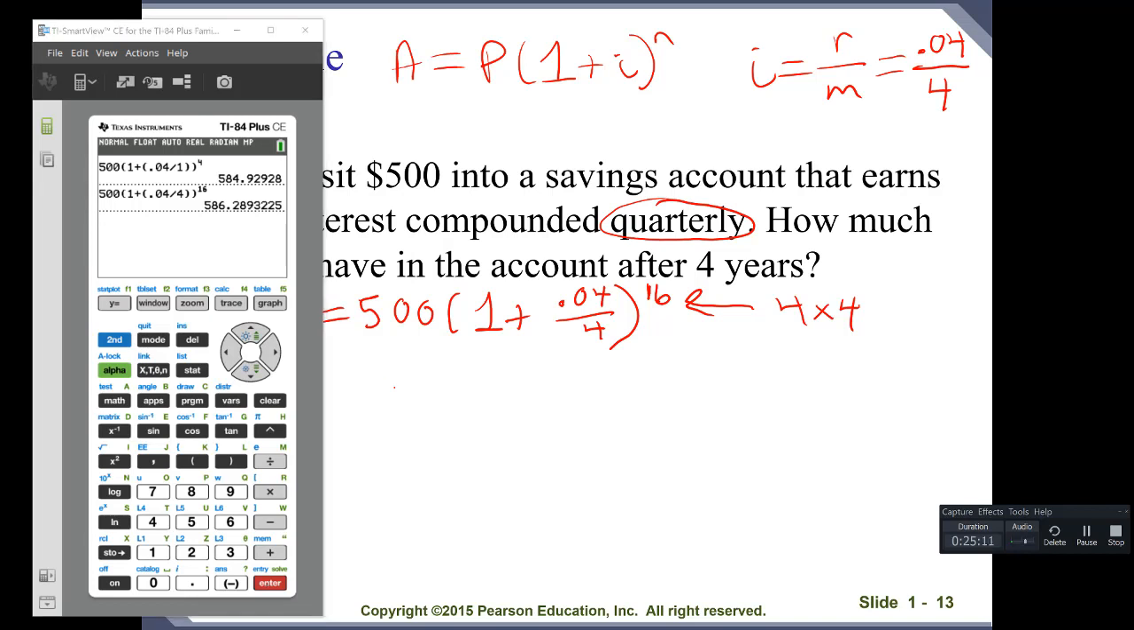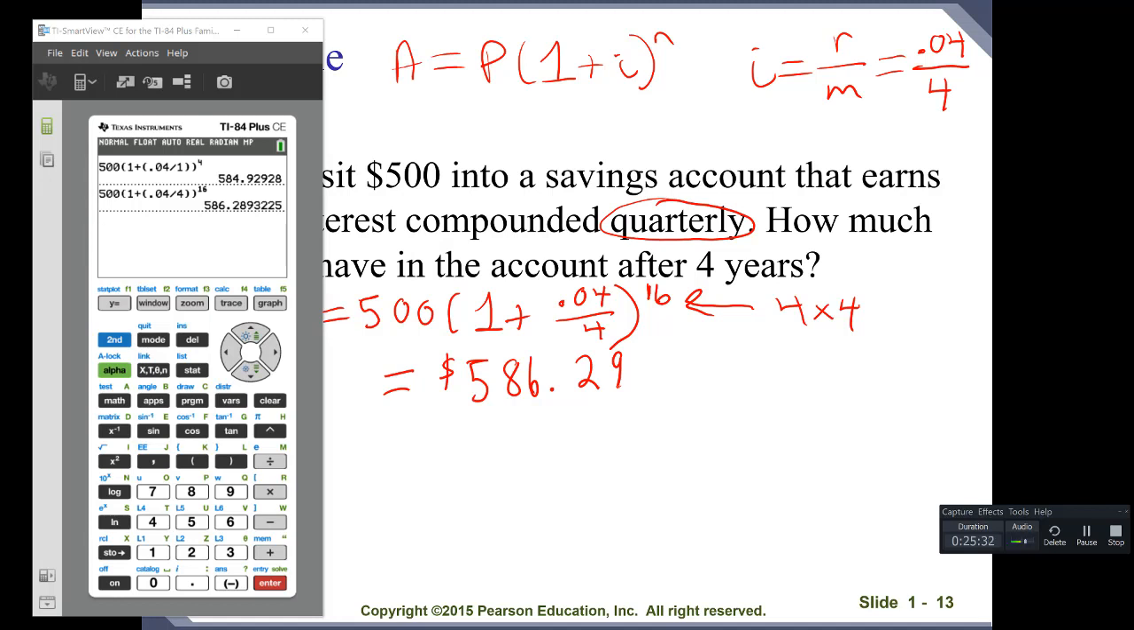So after 4 years time, I'm going to have in my account $586.29. So again, there's not a huge difference. If we look at the calculator screen up here, there's not a huge difference between compounded monthly and compounded quarterly. It's a difference of just under $2.